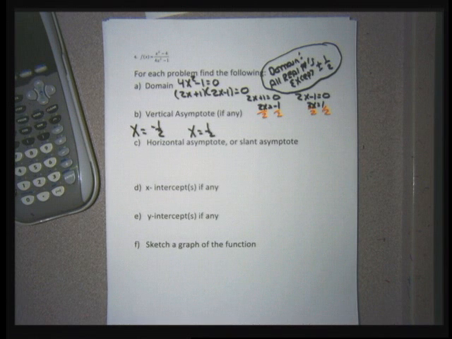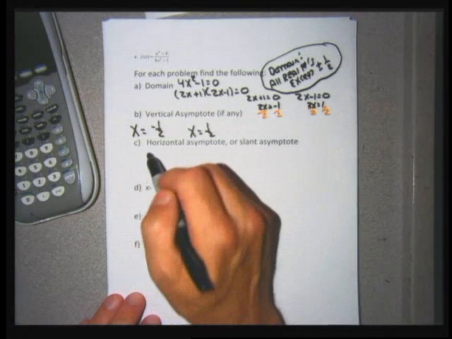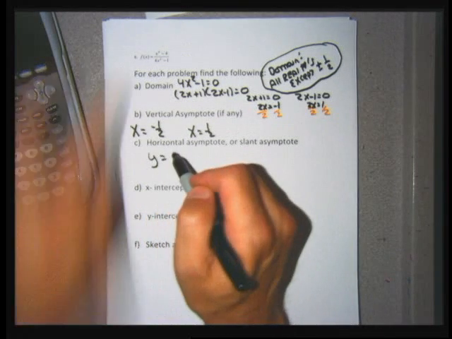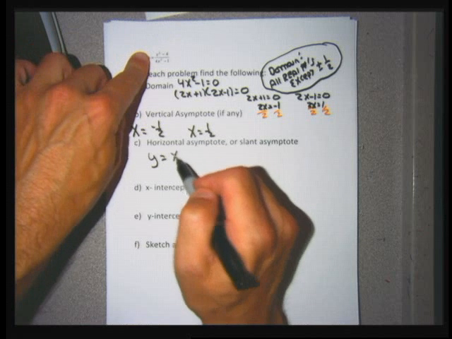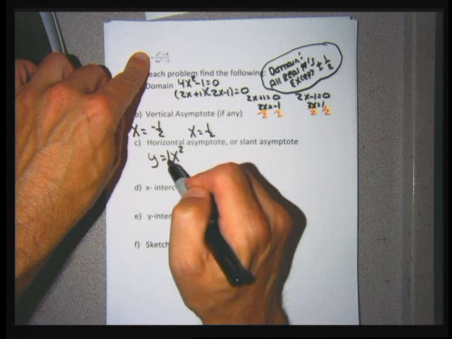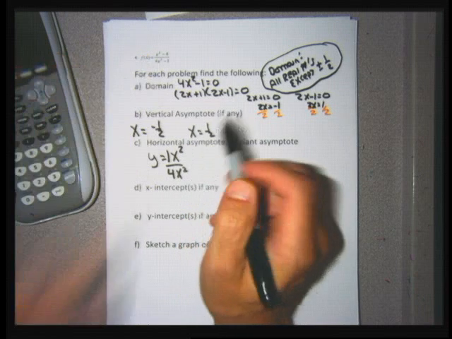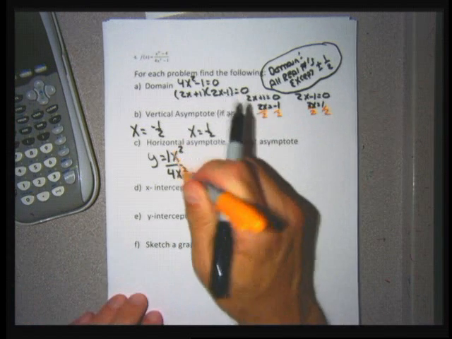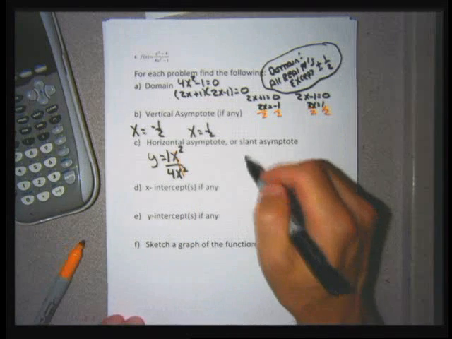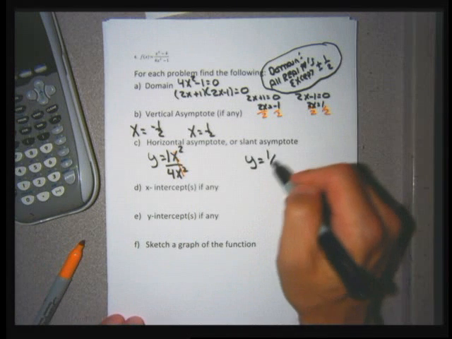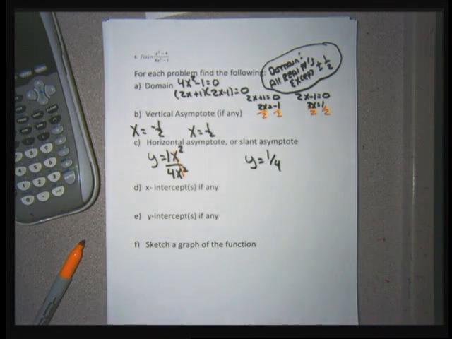For the horizontal asymptote, I'm going to go y equals, take the highest power x term in the numerator, which is x squared. I'm going to emphasize there's really a 1x squared. In the denominator, the highest power term of x is 4x squared. The x squareds are going to cancel, and I'm going to get y equal to 1/4 as the equation of my horizontal asymptote. That's just going to be barely above the x-axis.